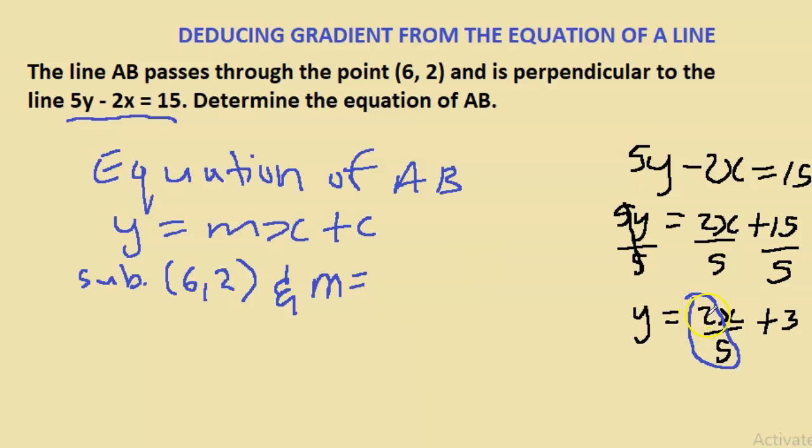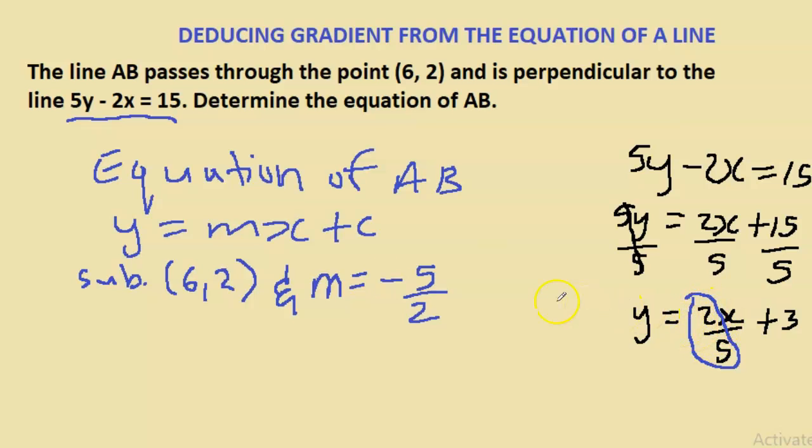And AB, we are told that AB is perpendicular to this line. So what is the gradient of AB? The negative reciprocal. Remember, if two lines are perpendicular, then one is a negative reciprocal of the other. Suppose you were told that AB is parallel to this line. What gradient would you use for AB? The same 2/5. Because if two lines are parallel, then the gradients are the same. So we are using negative 5/2 because when you multiply negative 5/2 times 2/5, the result is -1.